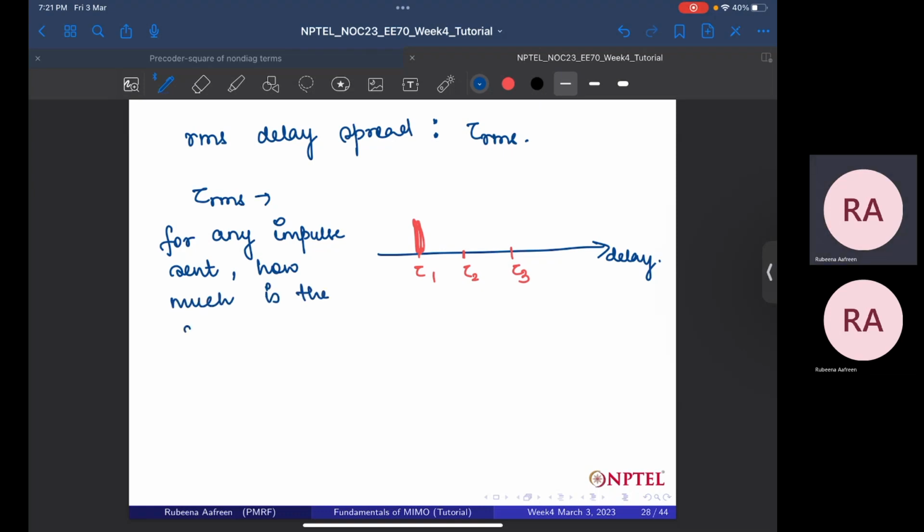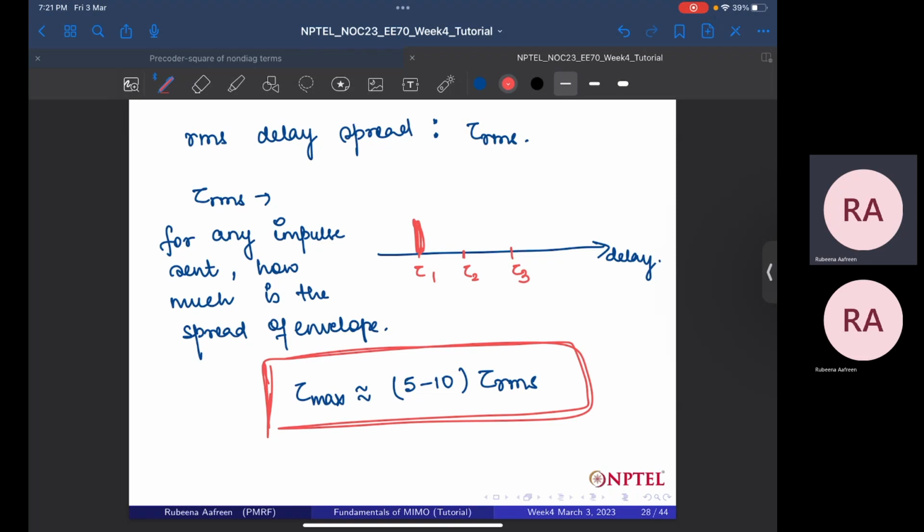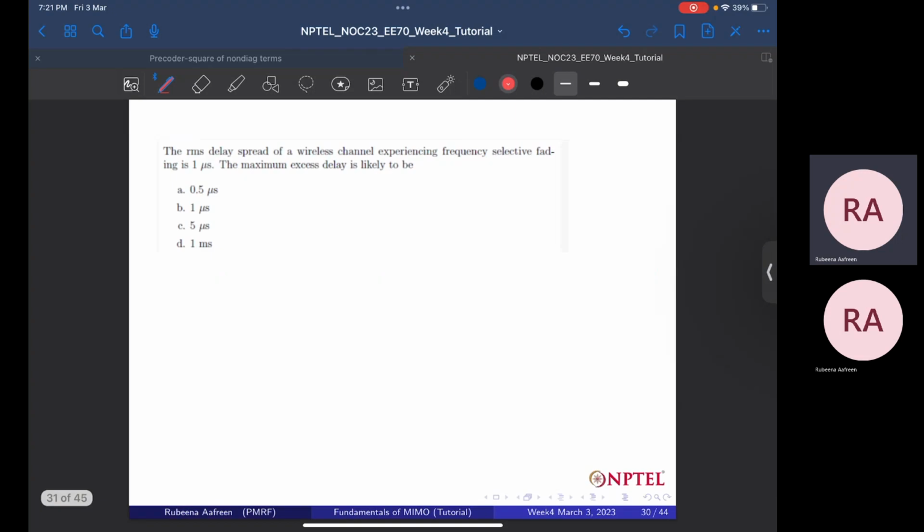How much is the spread of the envelope? Okay. And then tau max, that is the maximum delay. This goes as 5 to 10 times of tau RMS. This 5 to 10 depends upon different propagation environment, which is why this is a very wide range, 5 to 10 times of tau RMS. So based on this we will see this question.